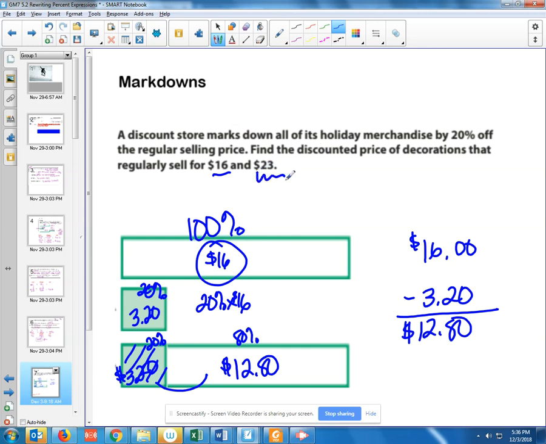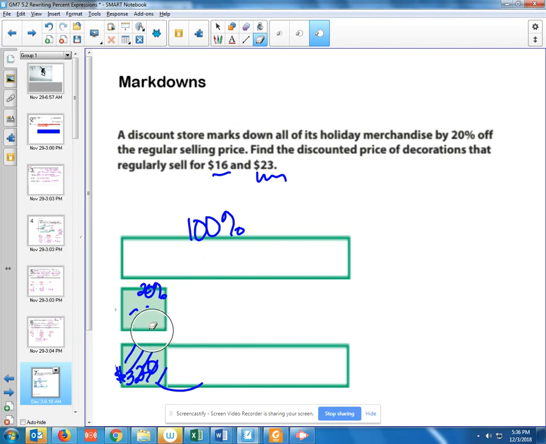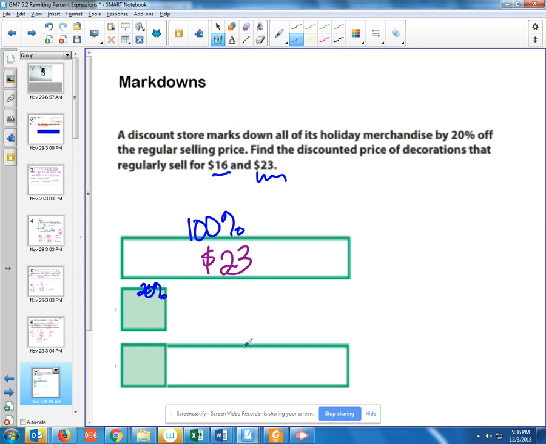It says run this scenario where you had $23. So let me get this mess out of here and let's try it with some different numbers. Okay, so instead of 16, we'll go back to this. If you want, why don't you go ahead and draw another picture of rectangles right here. So what if it was $23 to start with?